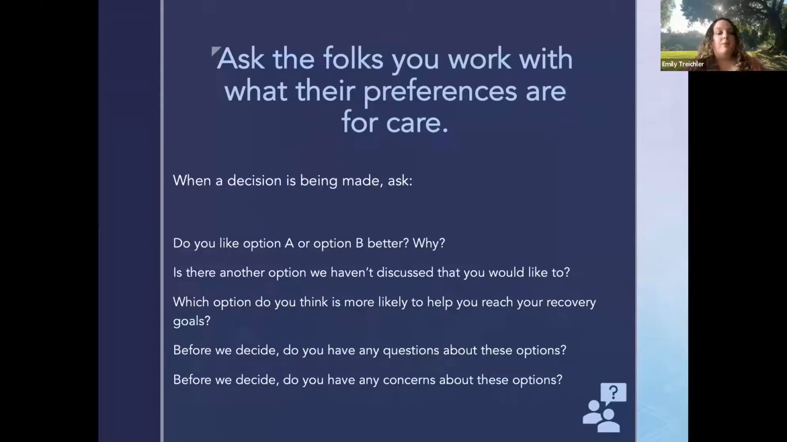connecting that back to their recovery goal. So which option do you think is most likely to help with your recovery goals? Which goals? What do you want the end point of being in this treatment to be? Again, that's helping me make sure I understand what they're looking for and that the treatment we're discussing is going to provide that. And then making sure to really elicit, do they have questions? Do they have concerns before we make that final decision, not rushing it.